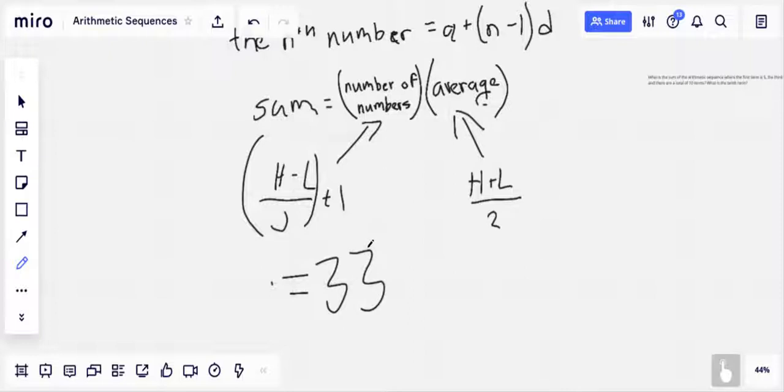And then you would multiply 33 times the average of the arithmetic sequence. So you find the average by adding the highest and the lowest and then dividing by 2. So the highest is 99 plus the lowest is 3. So that's 102, and then you would divide it by 2. So that's just 51. So now we can multiply these.